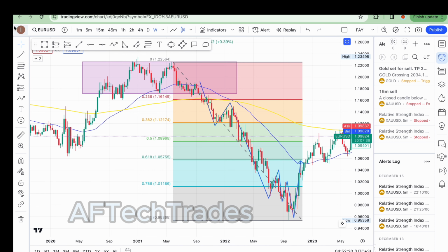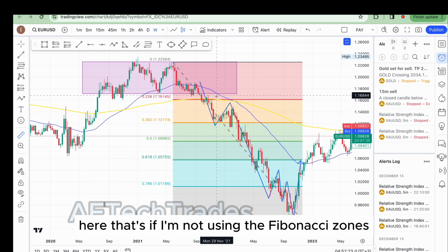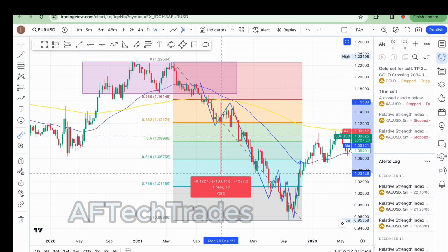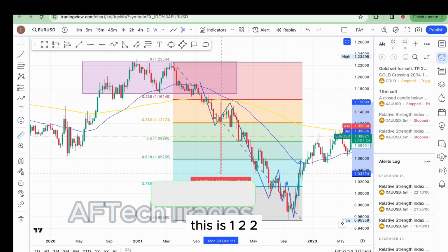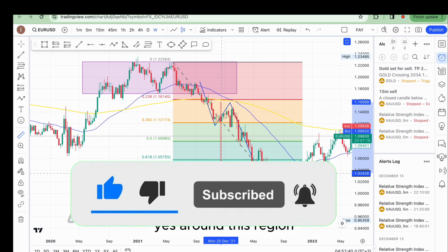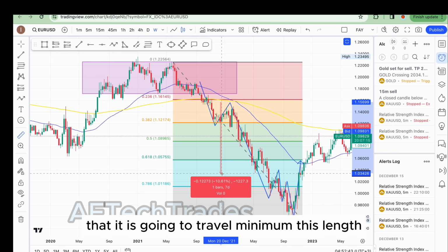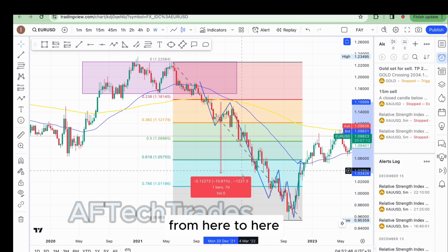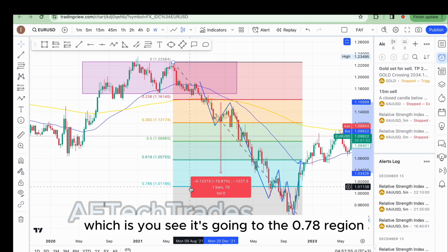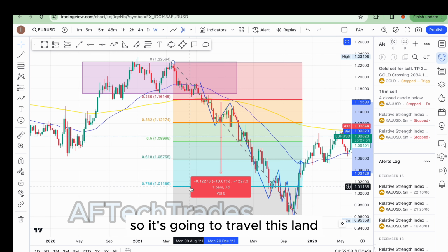Okay, where is the ruler again? Here. That's if I'm not using the Fibonacci zones. I will look for 1228. This is 1, 2, 2. Yes, around this region. It is going to travel a minimum of this length from here to here. It is going to travel this length before we have the, which is, you see, it's going to the 0.78 region. So it's going to travel this length before the next turning happens.